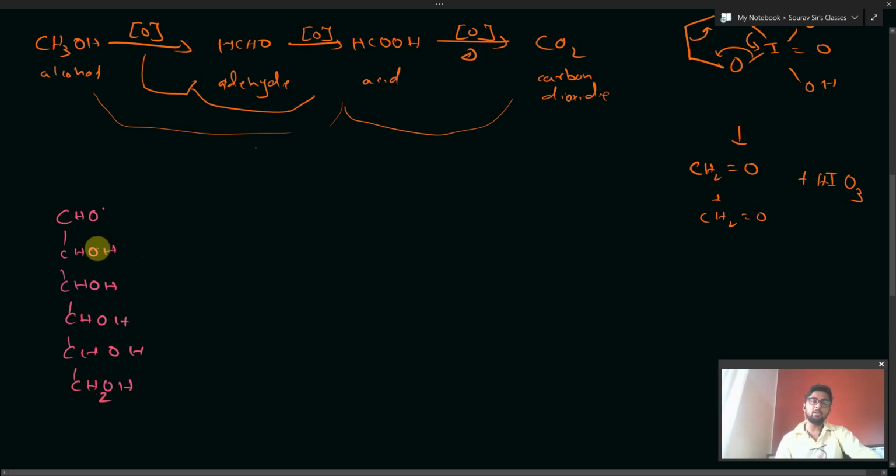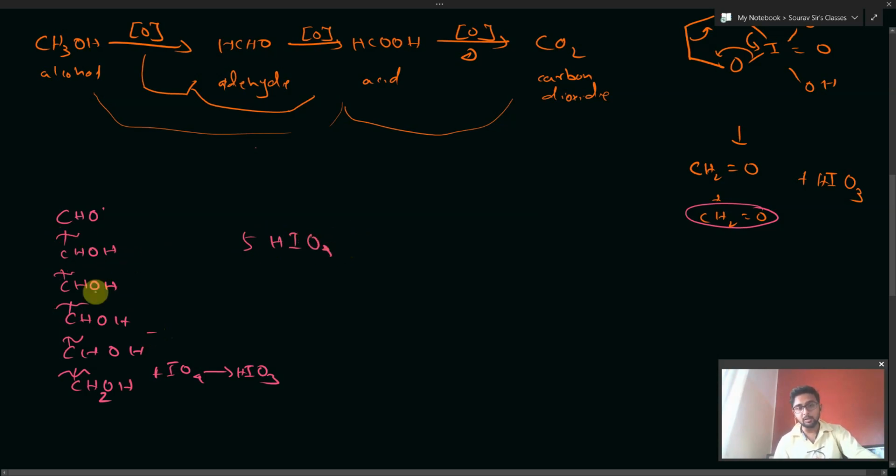So first of all, let us start from the beginning. For breaking of this bond into formation of one CHO, the CH2OH part would be forming one molecule of formaldehyde. So here 1 mole of HIO4 would be converted to HIO3. Again this bond will be broken by one HIO4. Again this bond will be broken by one HIO4. This bond will be broken by one HIO4, and this one will be broken by one HIO4. So total 5 molecules of HIO4 are used for breaking all of these bonds, forming 5 HIO3 as the byproduct.